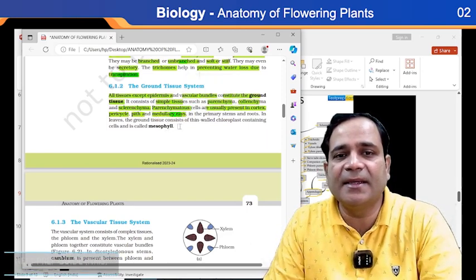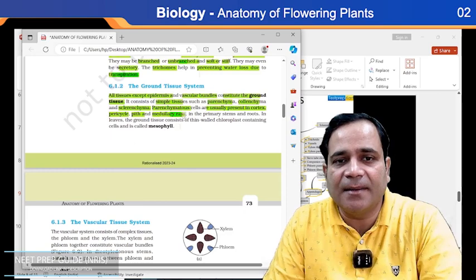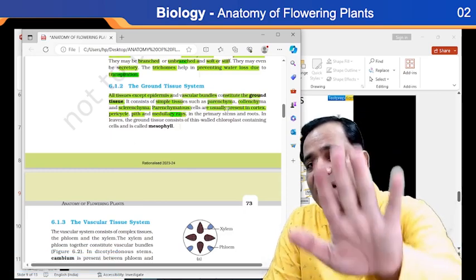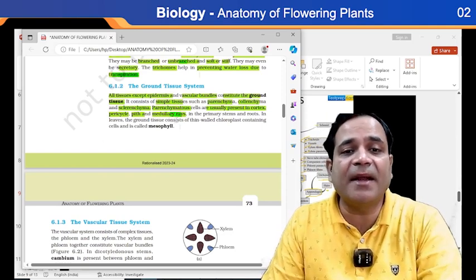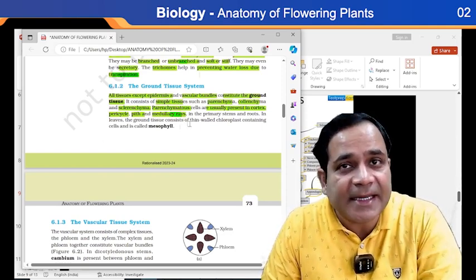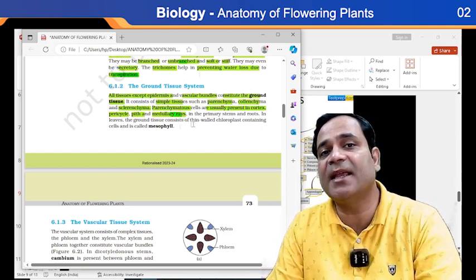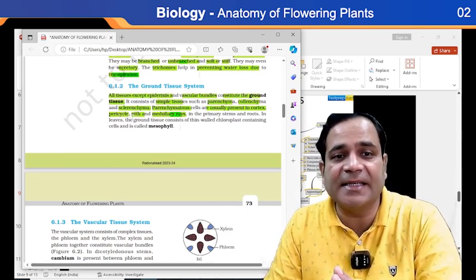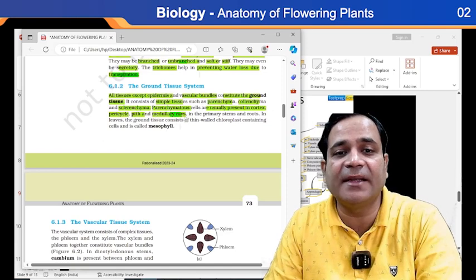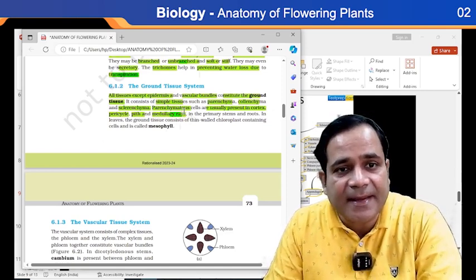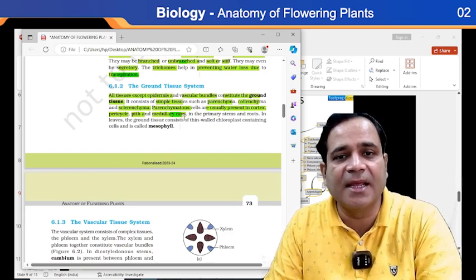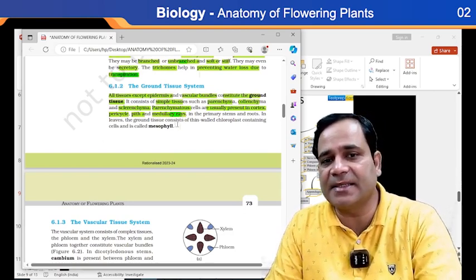So there are these places where the parenchymatous cells are usually present. So if anybody asks you where the parenchymatous cells are usually present in plants, then what do you say? In the cortex region, in the pericycle region, in the pith region, or the medullary ray region. So these are four regions where the parenchymatous cells are present.